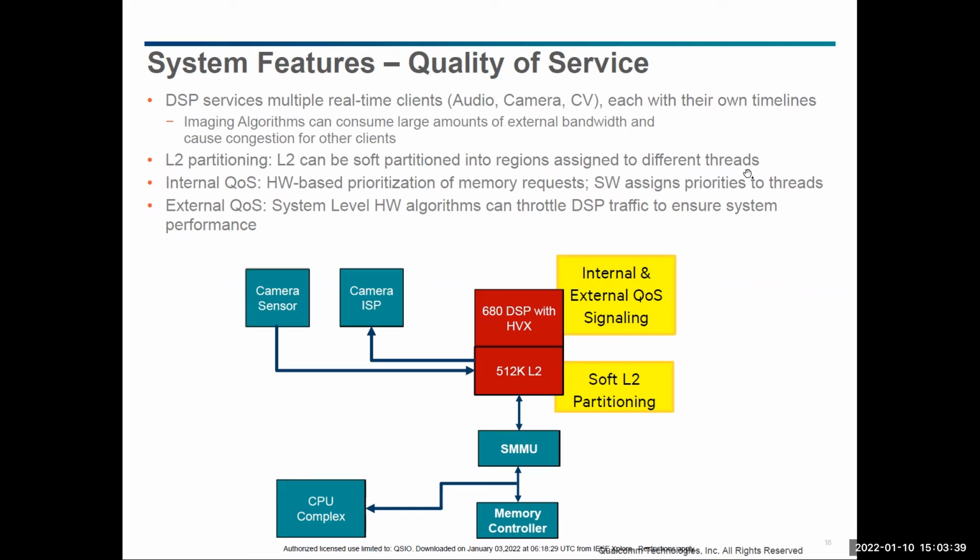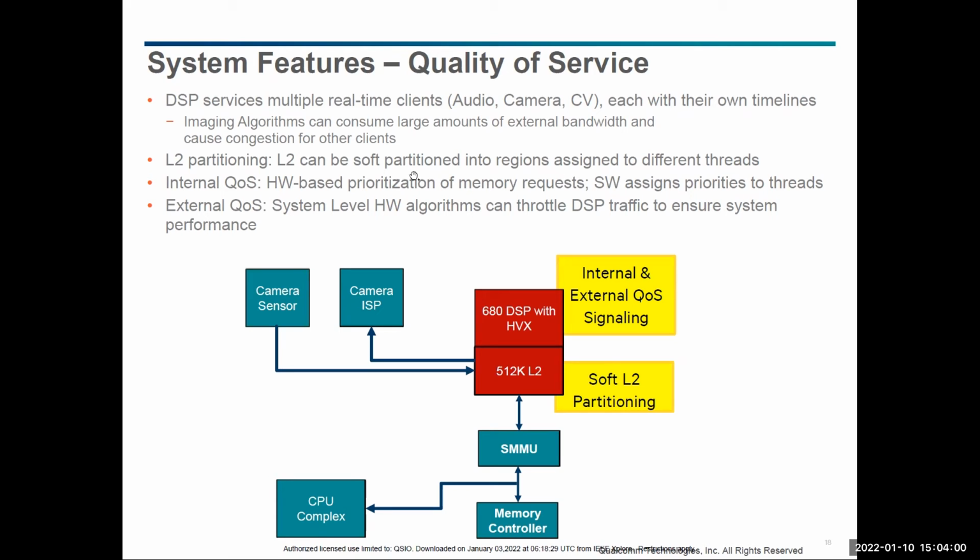And why this soft partitioning is associated with different hardware threads, there's a specific reason for this. Let's say a thread gets stalled, it will have a corresponding L2 memory region that will be allocated in the L2 cache. Now, if the thread is stalled, the L2 cache is unnecessarily being wasted.